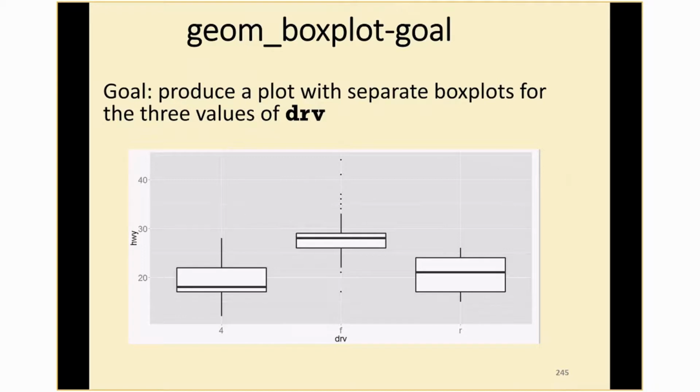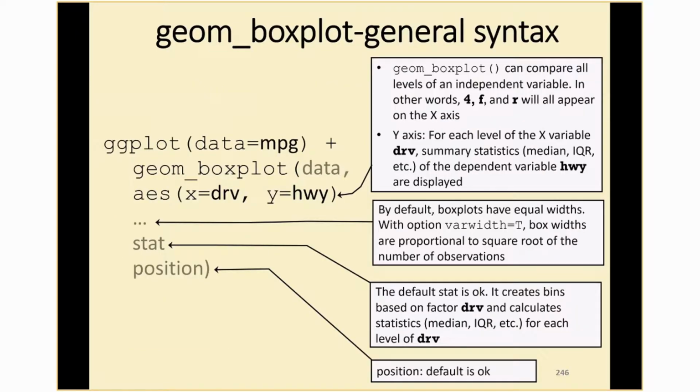So our goal with geom boxplot is to make a plot that looks like this. For our 3 drives, the 4-wheel, front wheel, and rear wheel drives, we're interested in highway mileage. We want to make that plot. The code is pretty straightforward. We're going to use the data frame mpg. We're going to inherit that data.